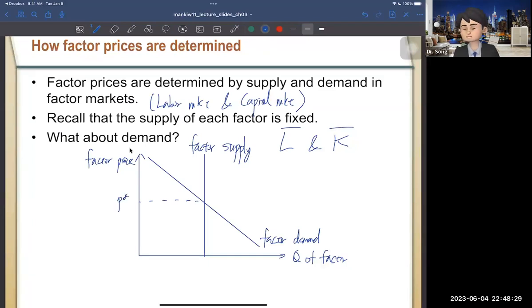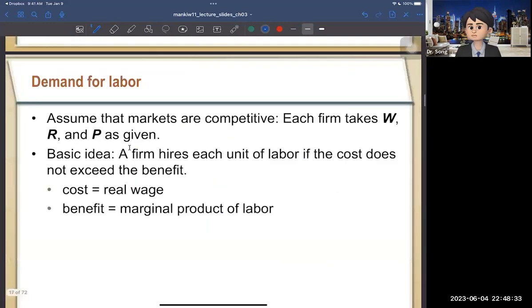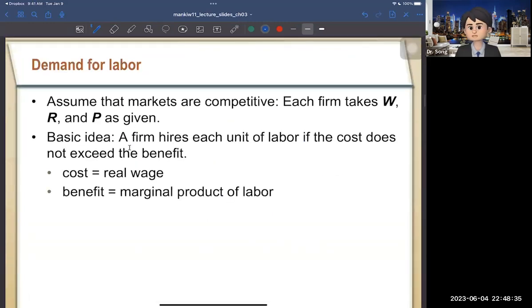Okay. All right. So then let's talk about labor first. So assume that markets are competitive. What does that mean? Competitive markets come from micro. We have 4 market structures in general. So, perfect competition.